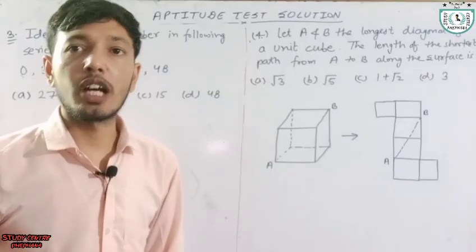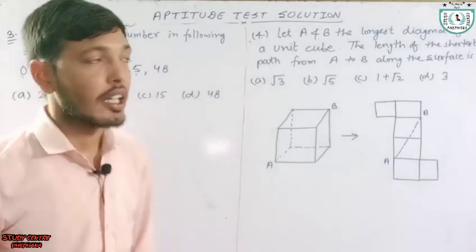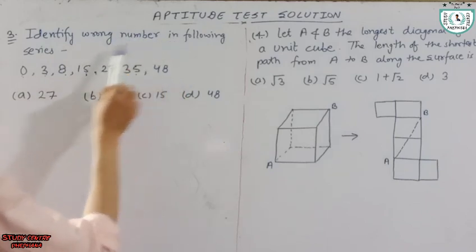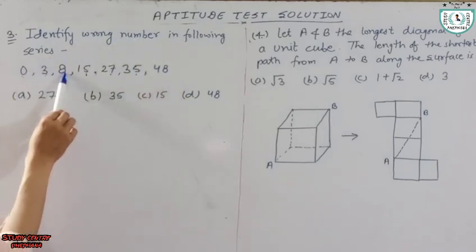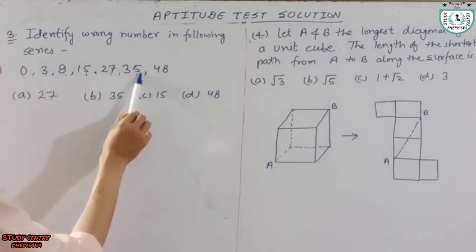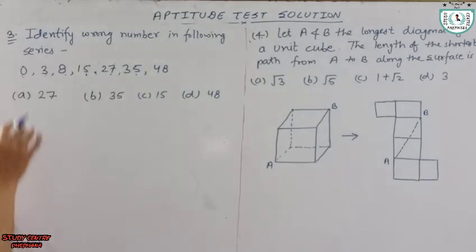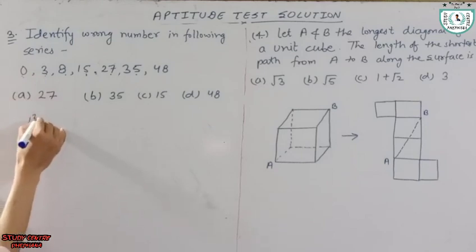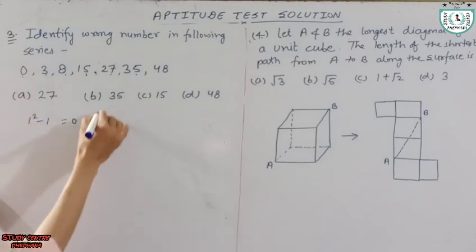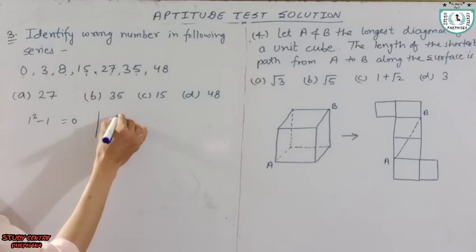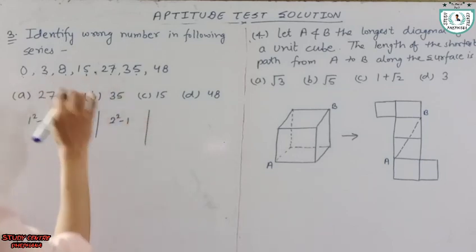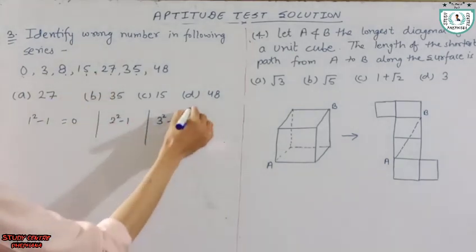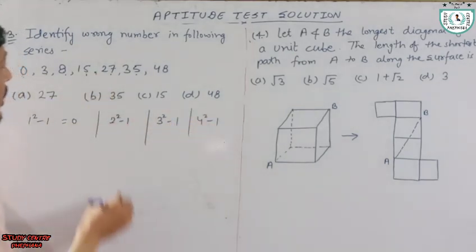Okay, now we have question number 3. In question number 3 we have: identify the wrong number in the following series. The series is 0, 3, 8, 15, 27, 35 and 48. After looking at this series I can say that 0 is equal to 1 square minus 1, 3 is equal to 2 square minus 1, 8 is equal to 3 square minus 1, 15 is equal to 4 square minus 1.